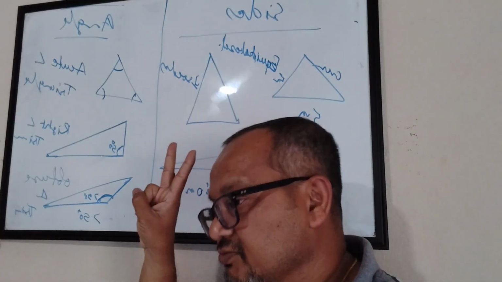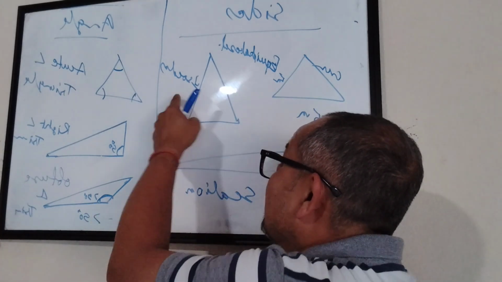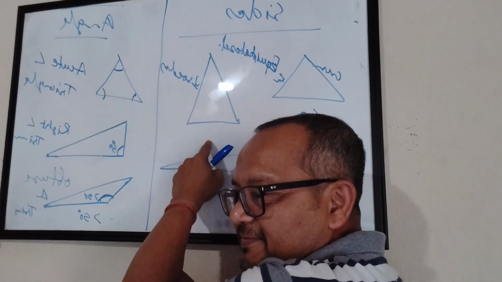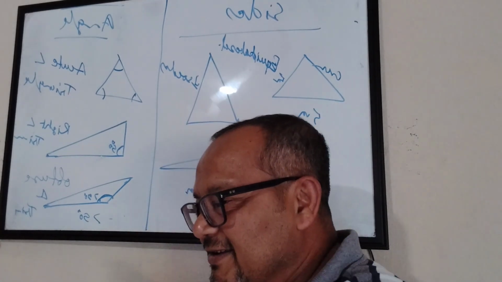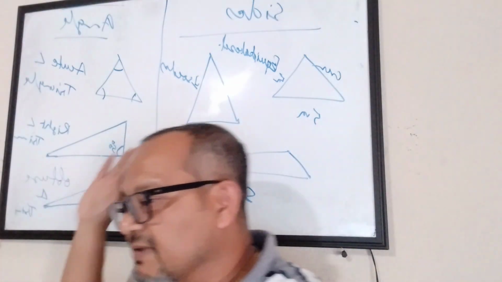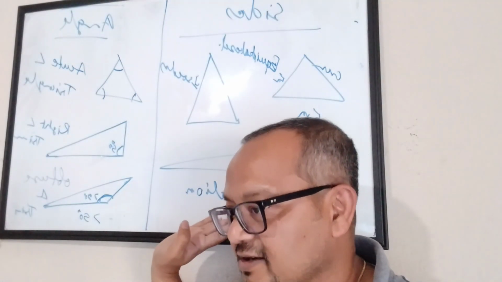Isosceles when only two sides are same as each other and the third side is different. These two are friends. This guy is not. That is isosceles triangle. And third one is scalene when none of the sides are same, meaning none of them are friends, all different. That is scalene triangle.